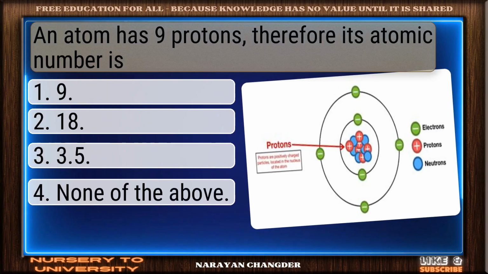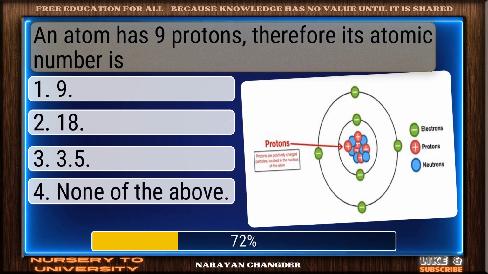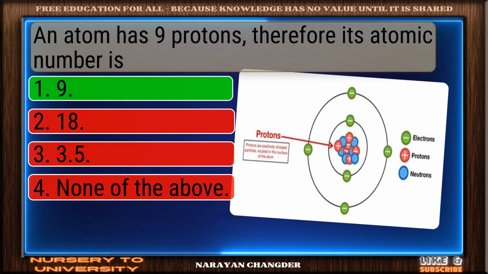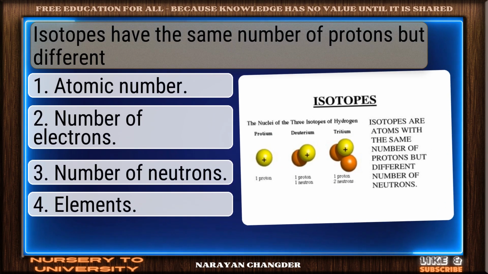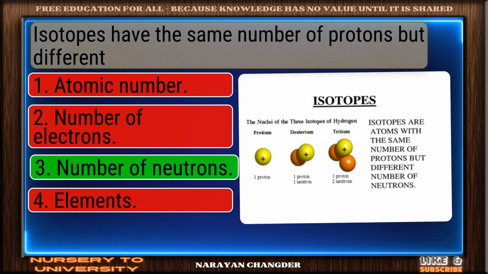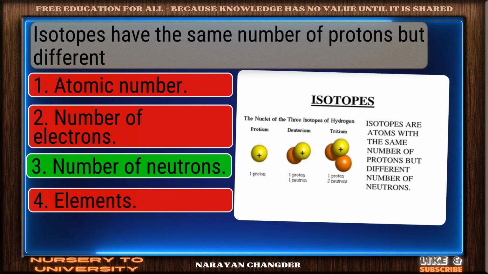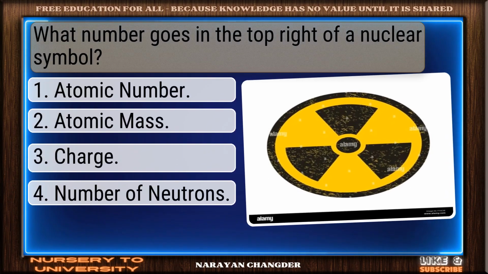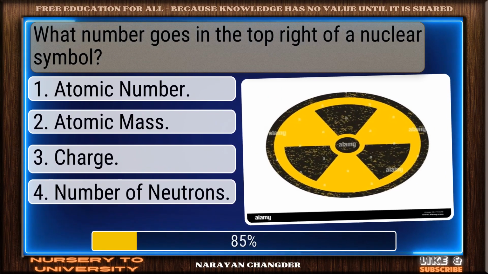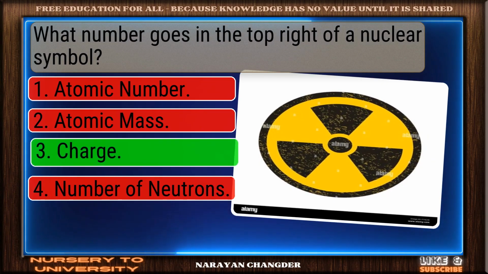An atom has 9 protons, therefore its atomic number is. Smart pick. 9 is the correct choice. Isotopes have the same number of protons but different. Solid response. Number of neutrons is a valid choice. What number goes in the top right of a nuclear symbol? Nice work. You chose charge, and it is correct.